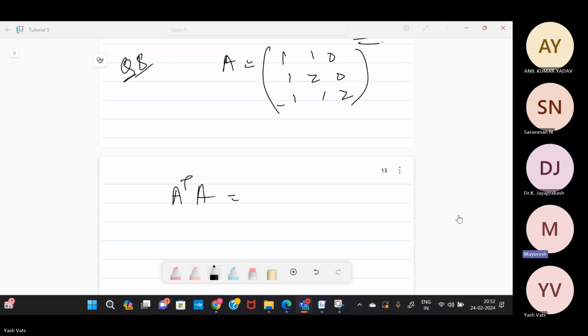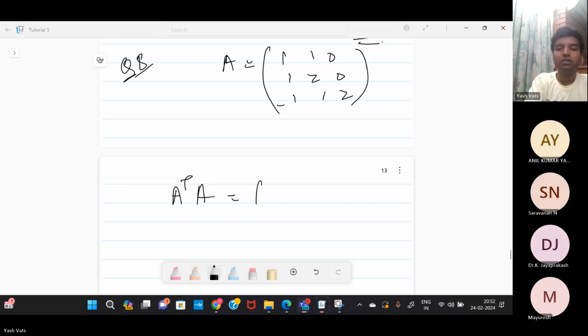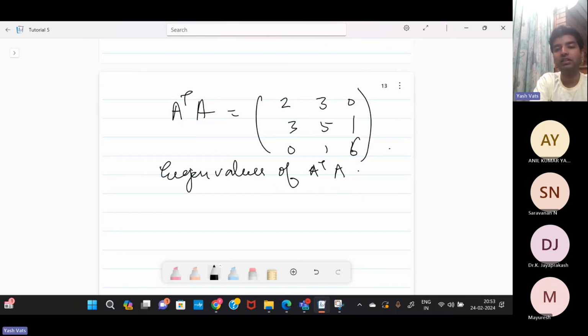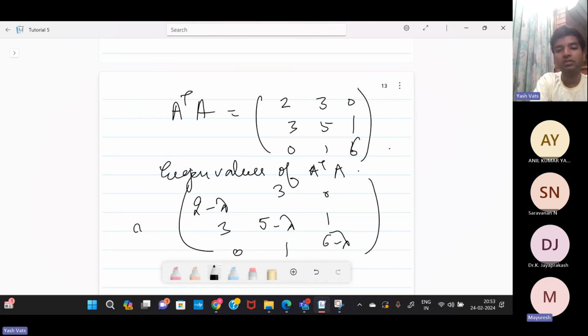2, 3, 0, 3, 5, 1, 0, 1, 6. Is it right? Okay. So just try to calculate the eigenvalue of A transpose A. How do you calculate it? What is the determinant of this?